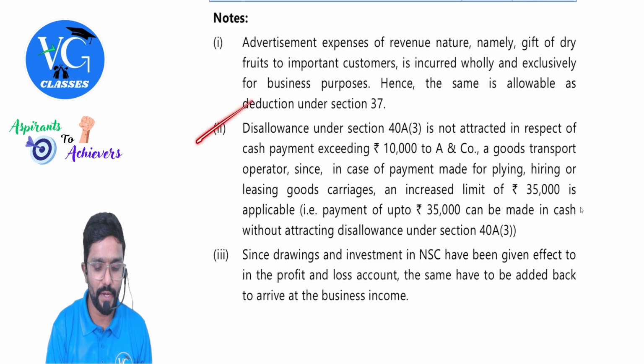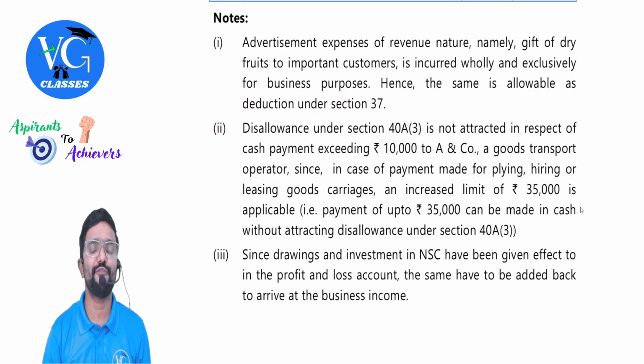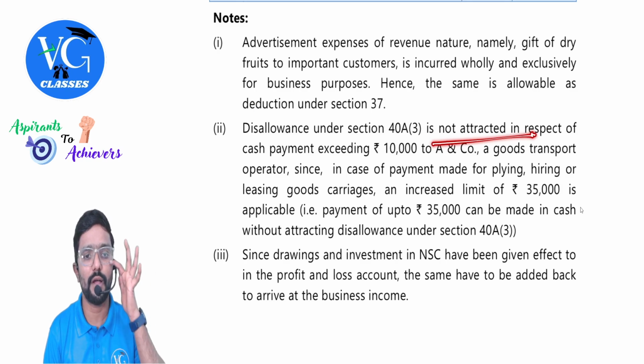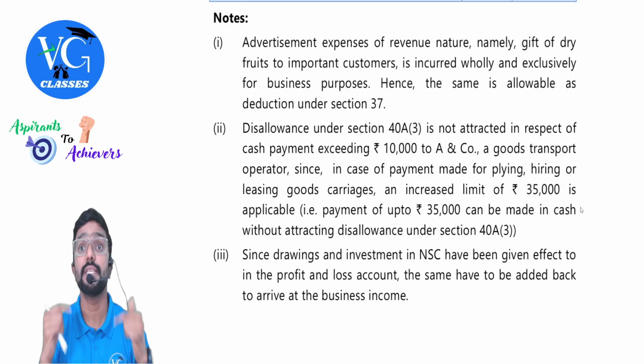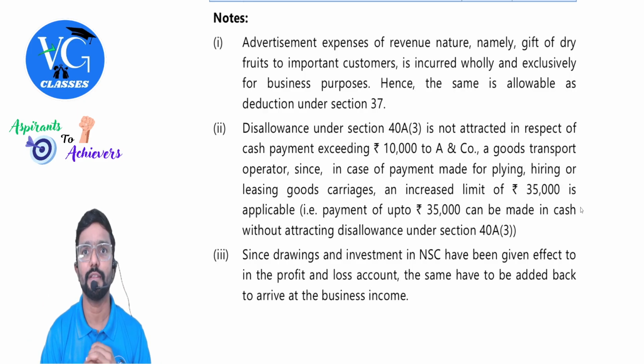Then this is also an important note. Disallowance under section 40A(3) is not attracted in respect of cash payment exceeding 10,000 to a goods transport operator, since in case of payment made for plying, hiring or leasing goods carriages, an increased limit of 35,000 is applicable, not 10,000. It is 35,000. How much?